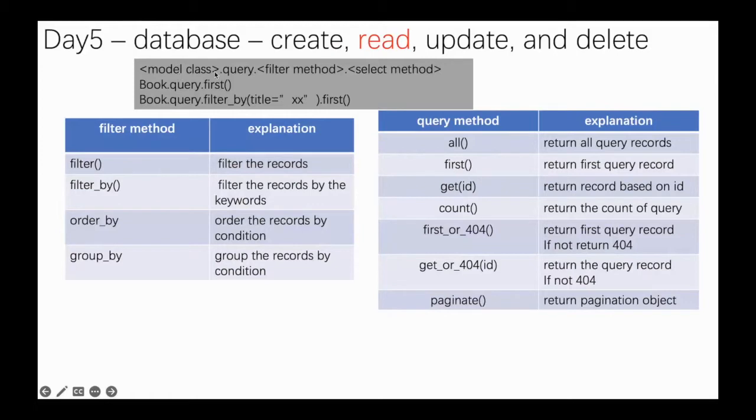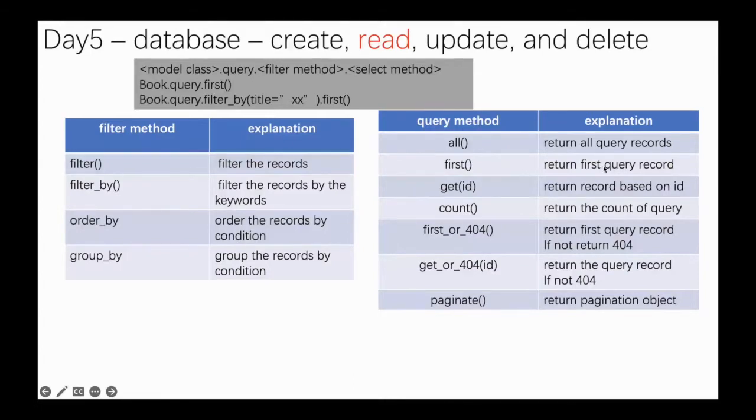For example, the query model class has the point query and the field methods. This is a field method, and this is a like method. For example, Book point query first. And also, for example, query first.